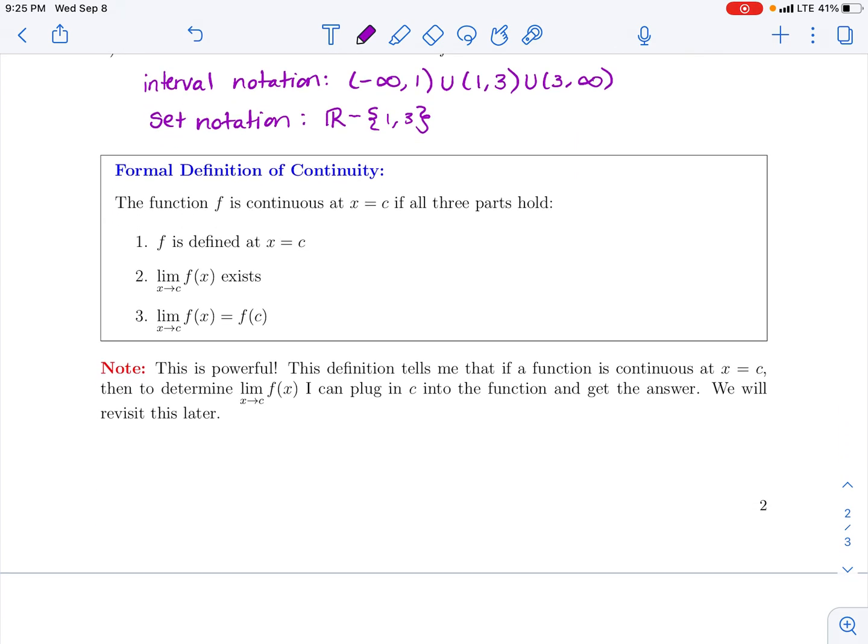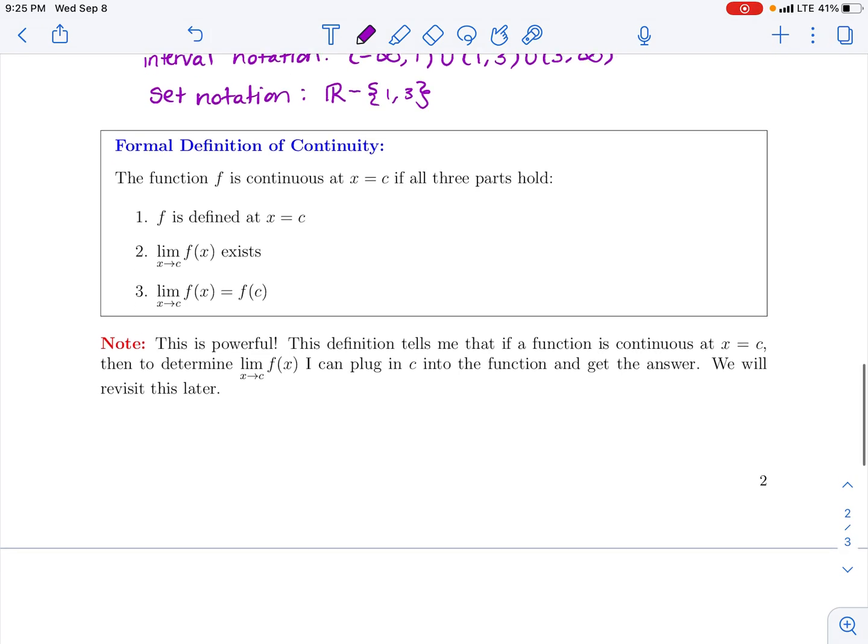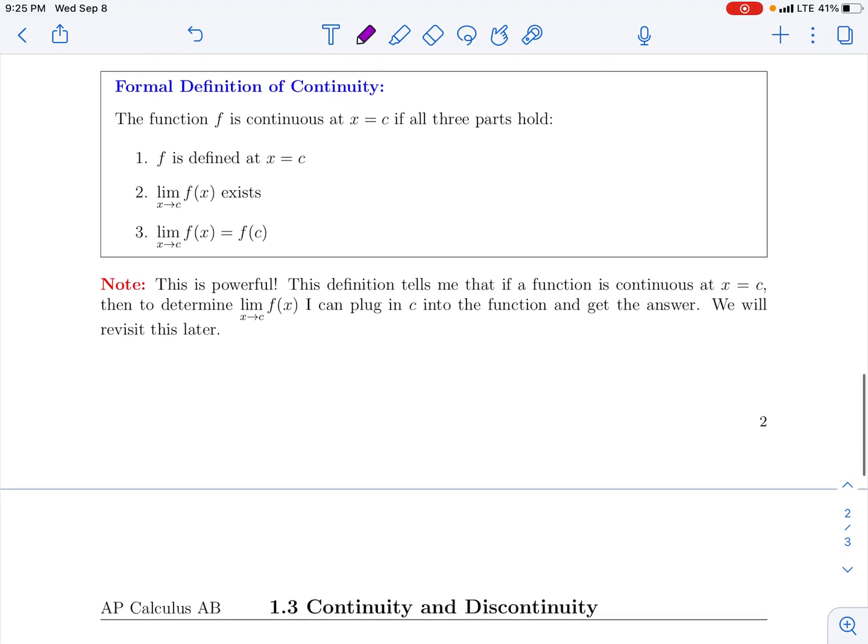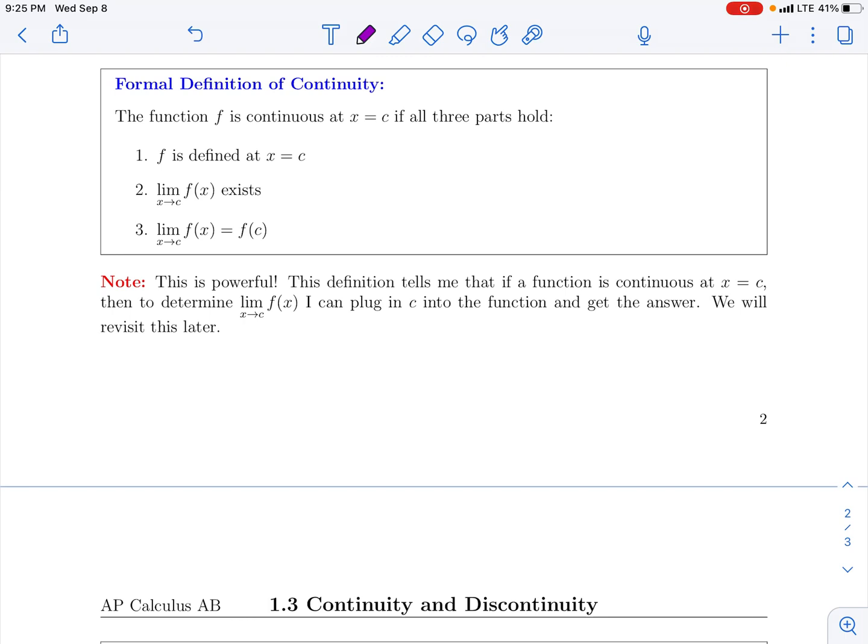So now let's talk about the formal definition of continuity. All right, so now we're going to get more formal here. The formal definition says the function f is continuous at x equals some value c if all three parts hold. Here in part 1, it says f is defined at x equals c.